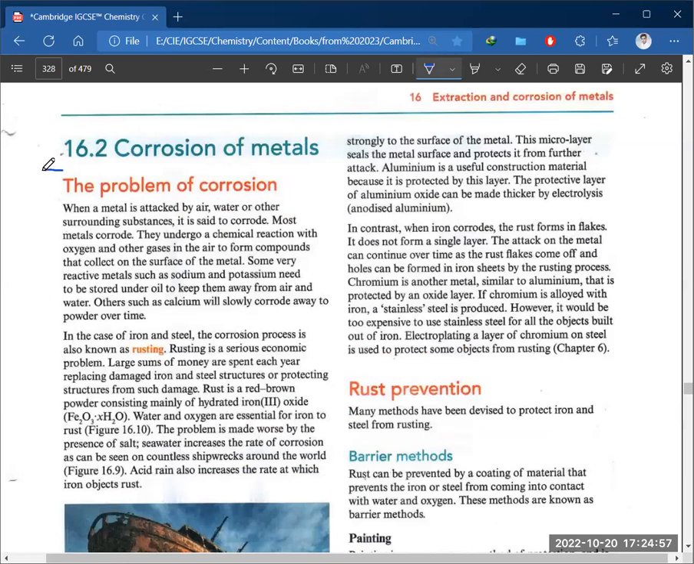Start reading from here, Lula. The problem of corrosion. When a metal is attacked by air, water, or other surrounding substances, it is said to corrode. Most metals corrode. They undergo a chemical reaction with oxygen and other gases in the air to form compounds that collect on the surface of the metal. Some very reactive metals, such as sodium and potassium, need to be stored under oil to keep them away from the air and water. Others, such as calcium, will slowly corrode away to powder over time.